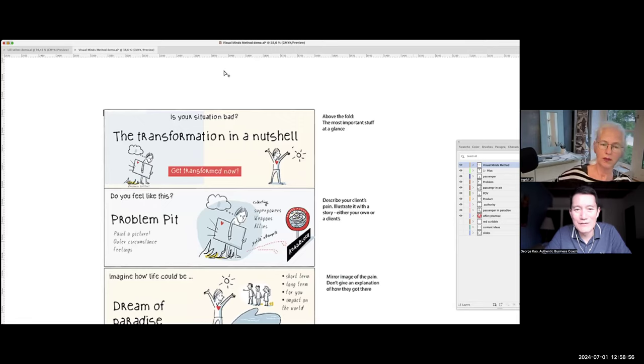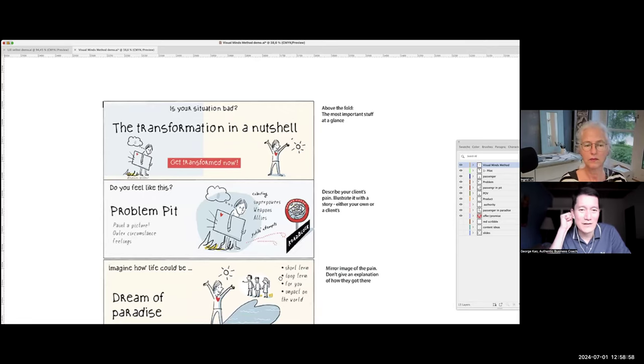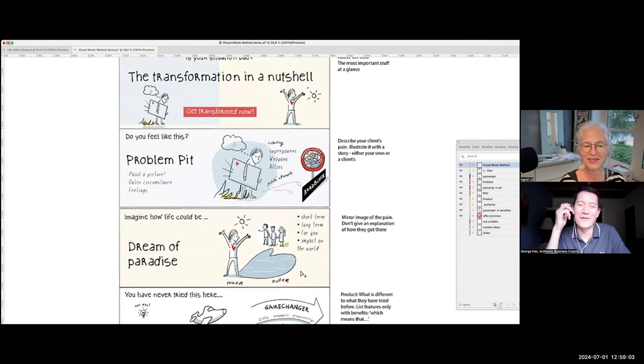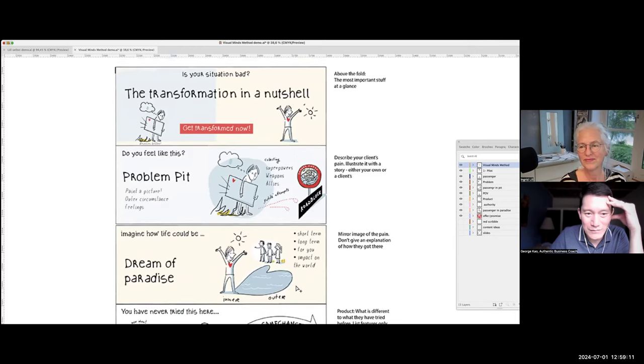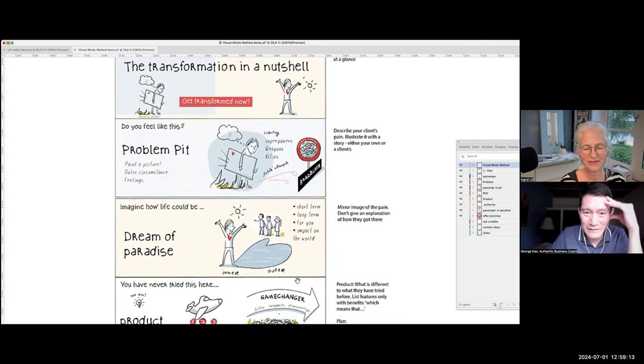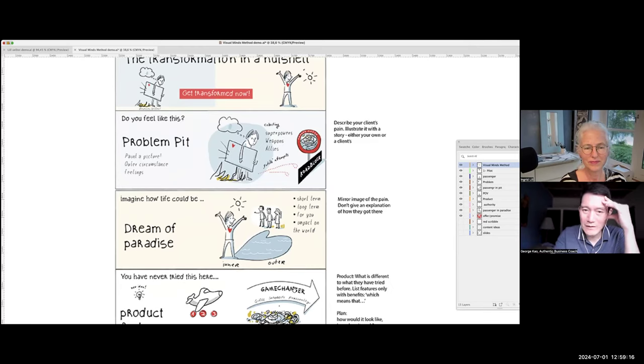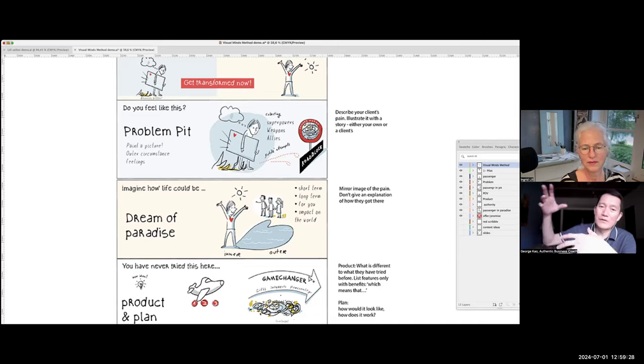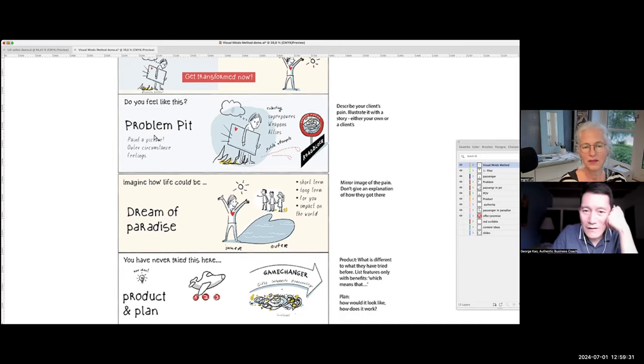All right. The most important stuff at a glance, above the fold: the transformation, and then, is your situation bad? The transformation in a nutshell: get transformed now. Obviously, you would apply this to any topic and situation. Do you feel like this? Problem pit, paint a picture, outcome, circumstances, feelings that the client will have if they are successful with the transformation. Along the way, they're collecting superpowers, weapons, allies, which are all the various things you build into your program, into your offer.